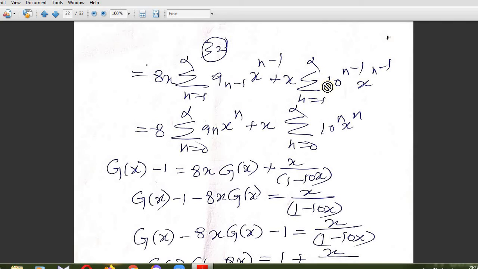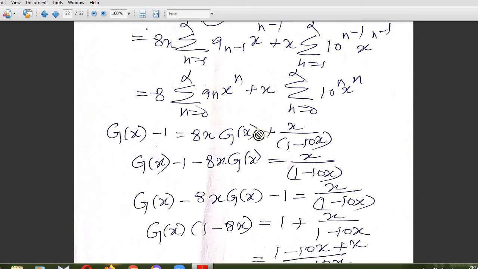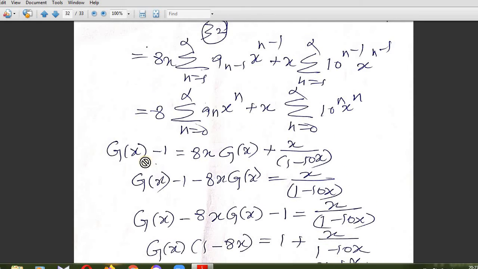You expand it and see that here n is equal to 0 to infinity 10 to the power n x power n multiplied by x. That summation would definitely be equal to summation n tends to 1 to infinity x 10 to the power n minus 1 and x to the power n minus 1. The same way, this summation is exactly equal to this summation. Very nice.